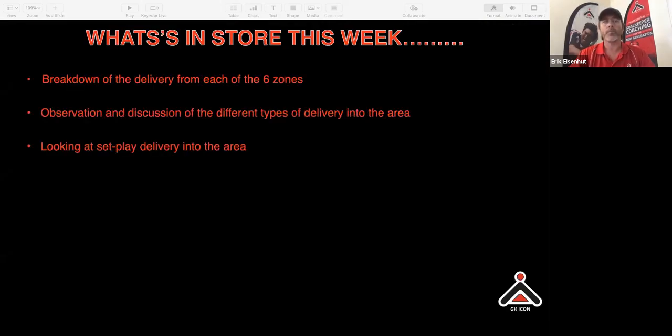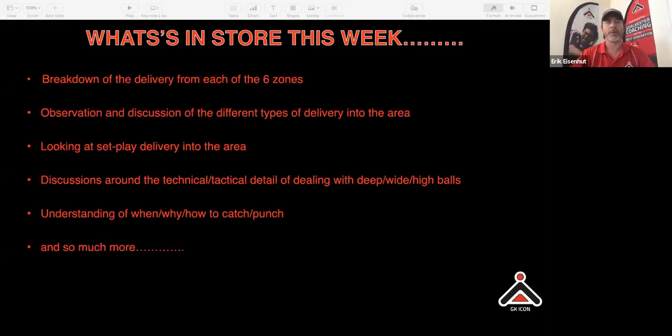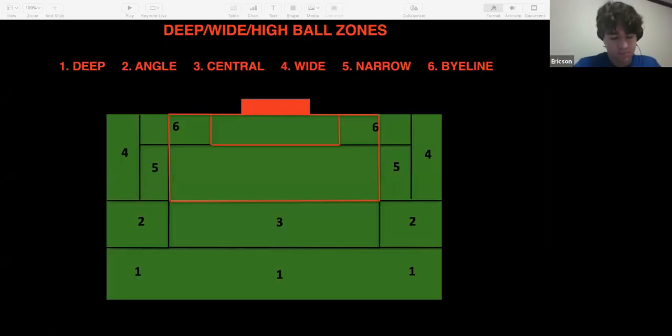All right. So here we're going to get going, guys. We'll speak to the 6 zones and get into the delivery into the box from those areas. Here are the 6 zones. Now, why is this important? This is important because when we're speaking to service at different levels, we're in different locations of the pitch, we need you to understand where exactly we're talking about.